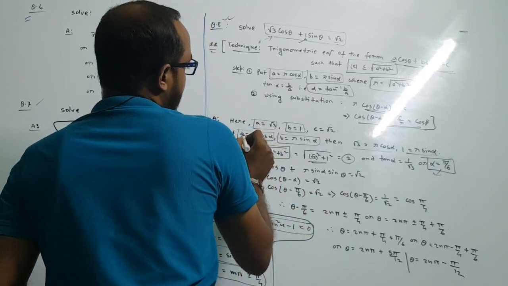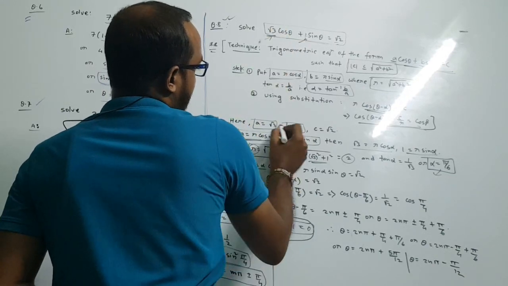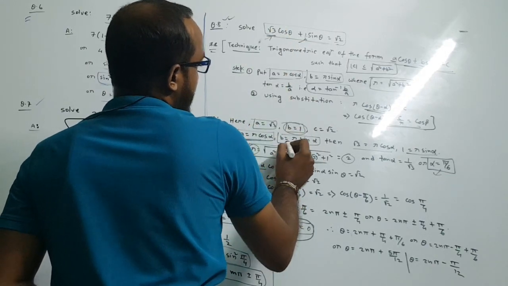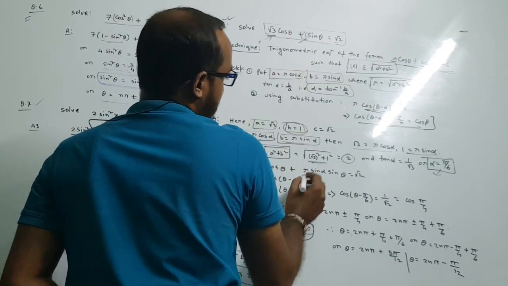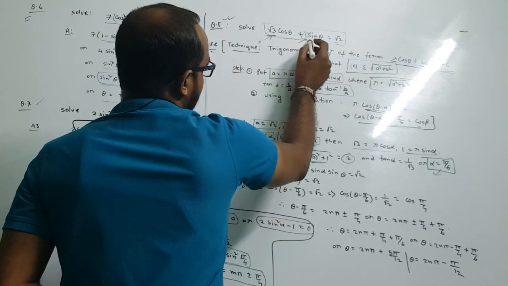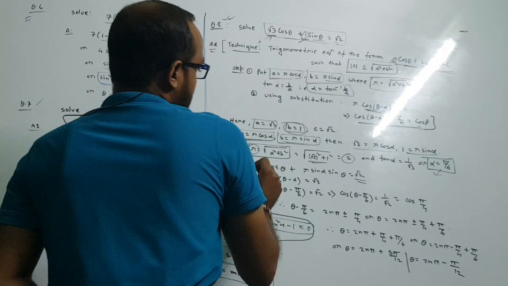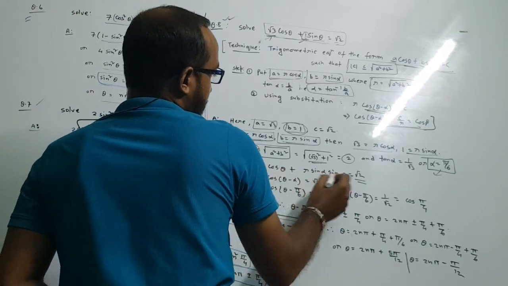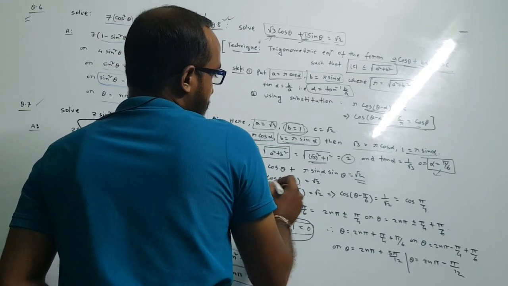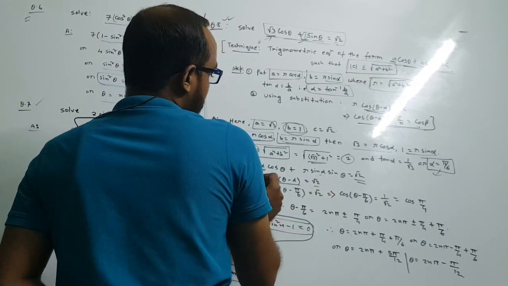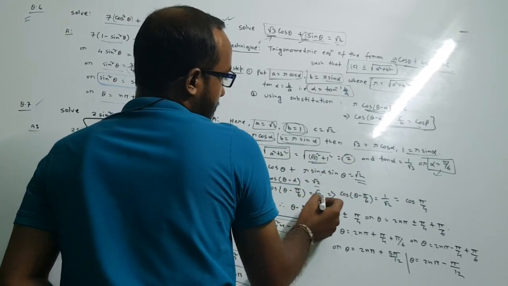Put a equals to r cos alpha here, that is root 3 equals to r cos alpha, and b equals to 1, so b equals to r sin alpha, so put r sin alpha in place of 1. So you got r cos alpha cos theta plus r sin alpha sin theta equals to root 2. See, take common r, cos a cos b plus sin a sin b. What is the formula? Cos of a minus b. So cos of theta minus alpha equals to root 2. You know the value of r, we have just calculated it, 2. So 2 cos of theta minus pi by 6 equals to root 2.